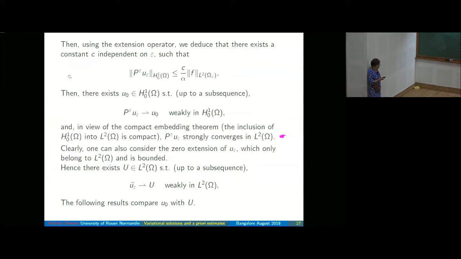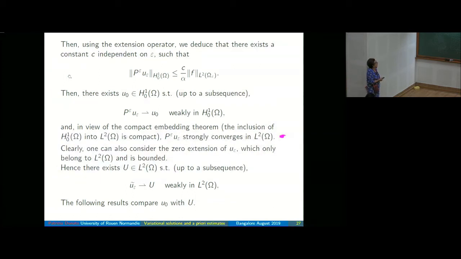As I saw before, clearly we could consider the zero extension, but we have no gain instead because the function will be only in L2 and not in H1. Okay, so there exists a function u in L2 such that, up to a subsequence, the zero extension u epsilon converges weakly to u in L2 also. And we want to compare the u0 and the u.